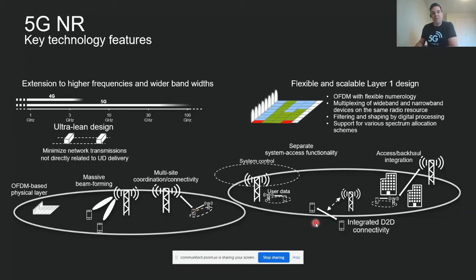Additional items in 5G that are unique is the ability to do device-to-device communication. This is very important when it comes to what's called vehicle-to-vehicle communication, V2V, or what's called V2X. V2X could be vehicle to anything. It could be vehicle to the lamppost, vehicle to the traffic light, vehicle to a pedestrian or to a bike, and so on and so forth.